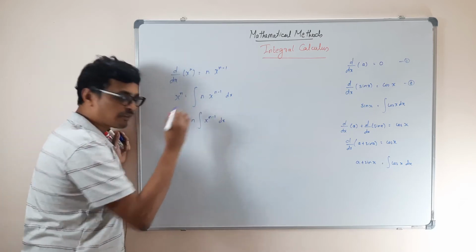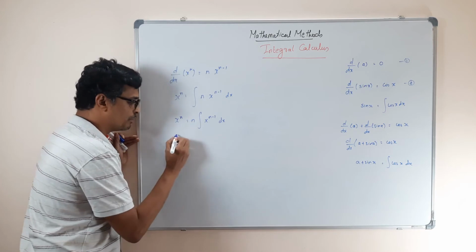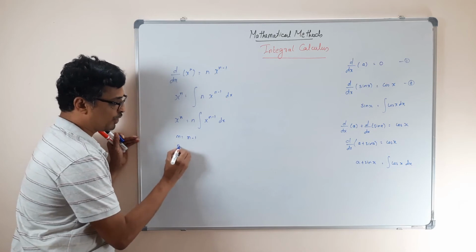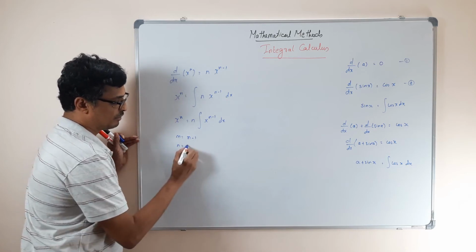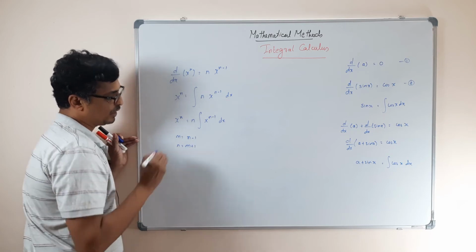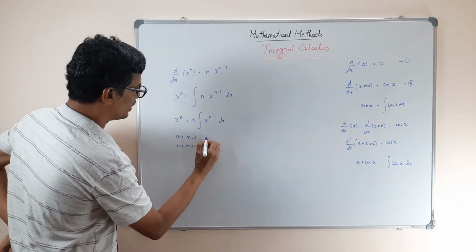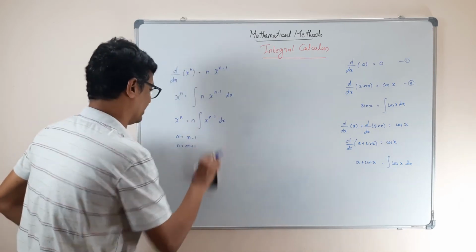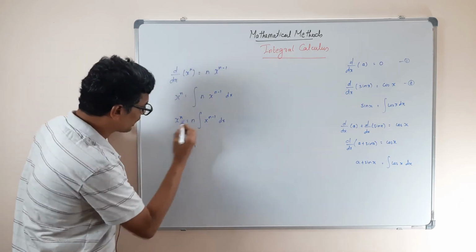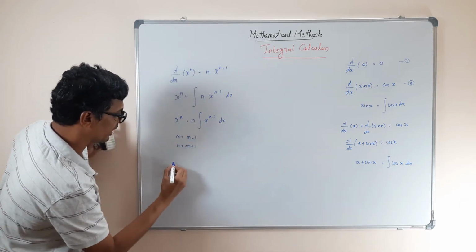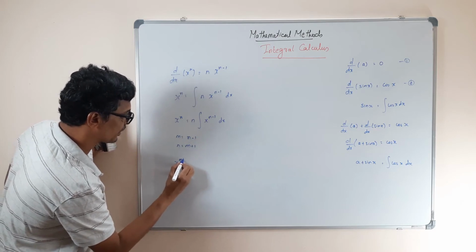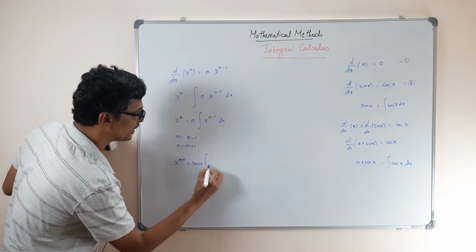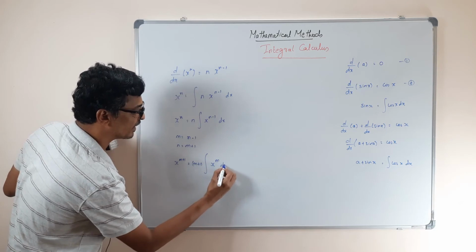Now, I don't want x^(n-1). I am putting a term m equal to n minus 1. So therefore, n will be what? m plus 1. Okay. So x^n is what? x^(m+1). And m plus 1 will be equal to n. So that is m plus 1 into the integration of x^m dx.